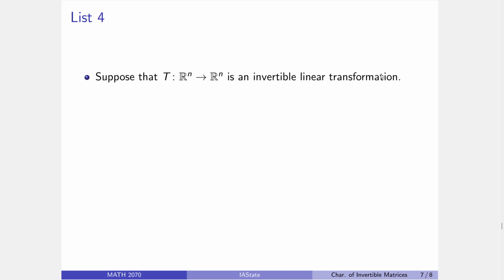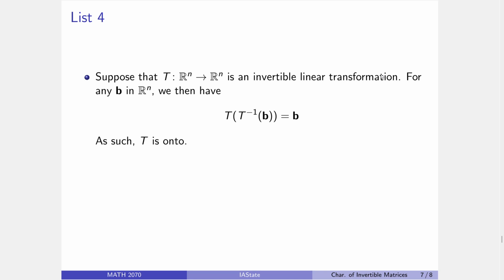So suppose we got an invertible linear transform. For any b that lives in Rn, then T of T inverse of b is equal to b. So in other words, our mapping T is onto. Every element in the codomain has an input that hits it.